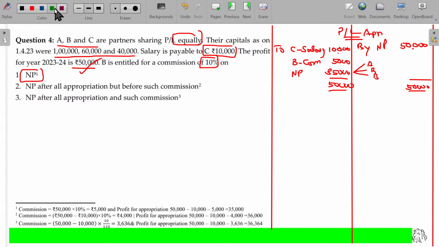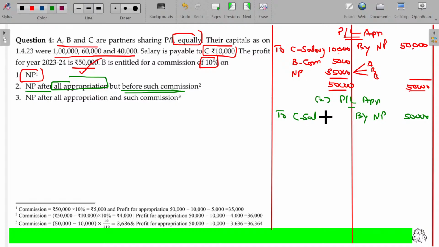Now, scenario 2. Net profit after all appropriation but before such commission. This is the scenario. By net profit 50, to C's salary 10,000 rupees. B's commission and net profit.